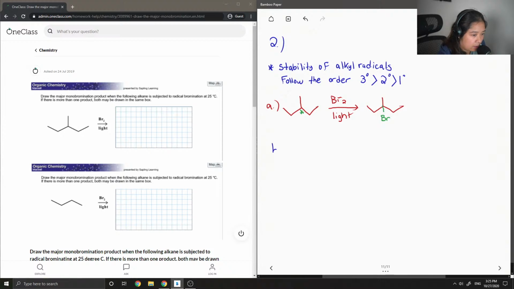So we can do the same thing for part B. This time we just have a linear alkane.